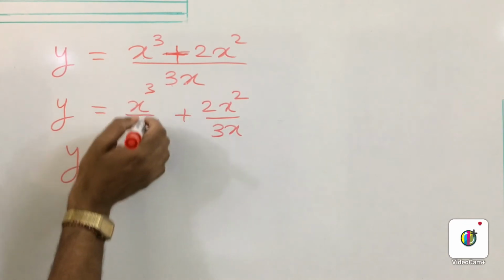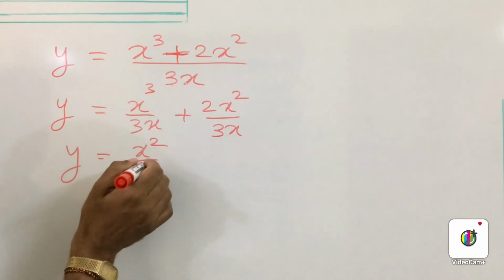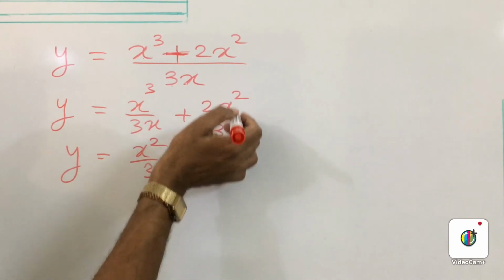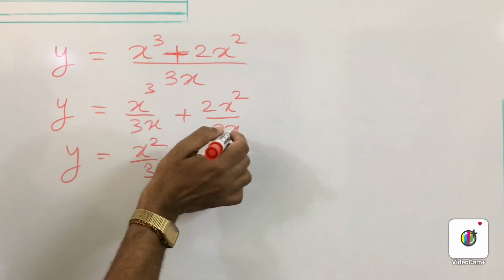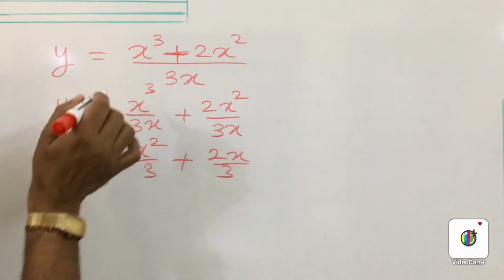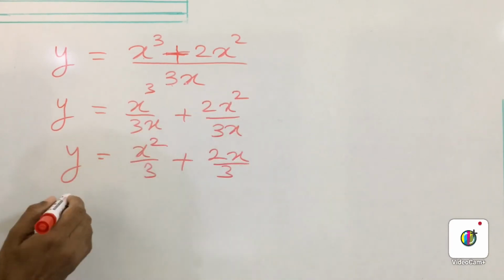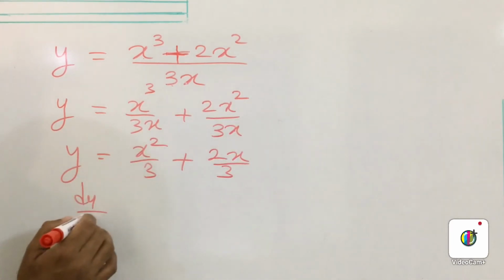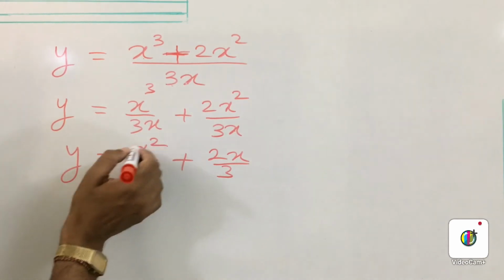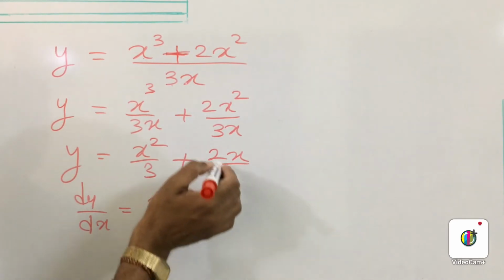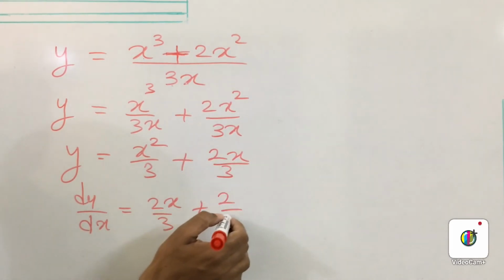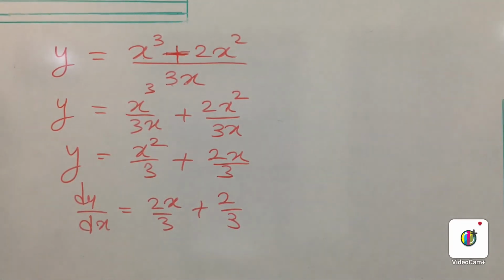X cubed, x you can cut, therefore x squared over 3, plus you can cut this and this, therefore 2x over 3. You can cut 1x here and here, therefore x squared here, and here x. Now you can differentiate: dy over dx = take 2 in front, 2x over 3, plus 2 over 3 x differentiation, 2 over 3 is a number only, and differentiation of x is 1. Therefore the answer is 2x over 3 + 2 over 3.